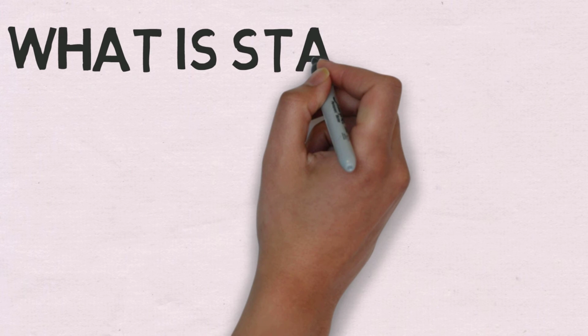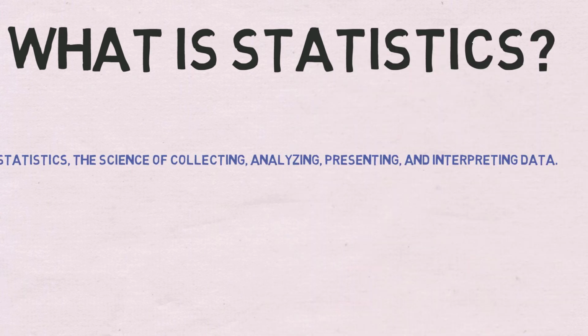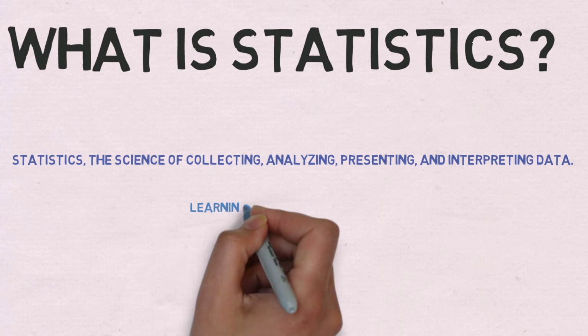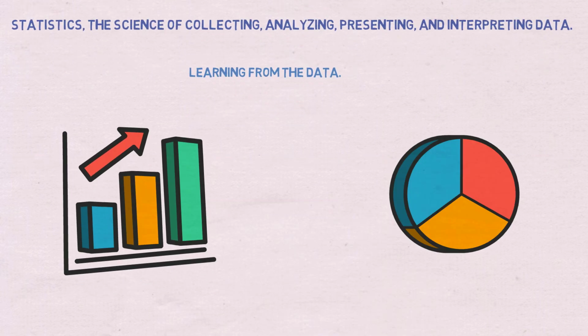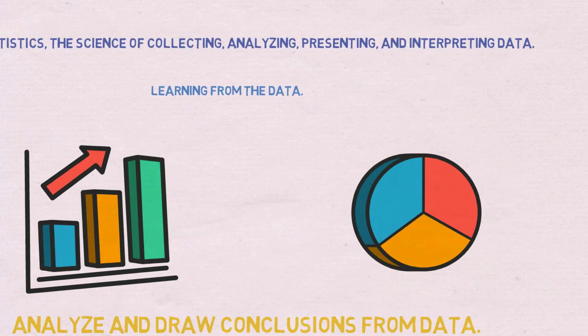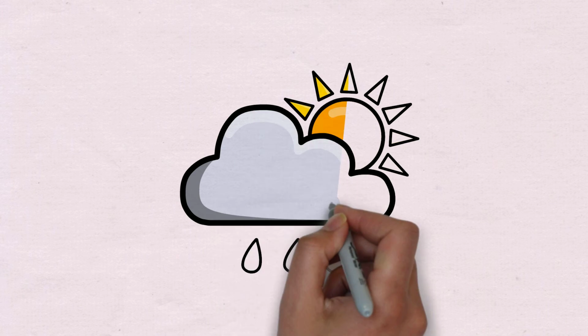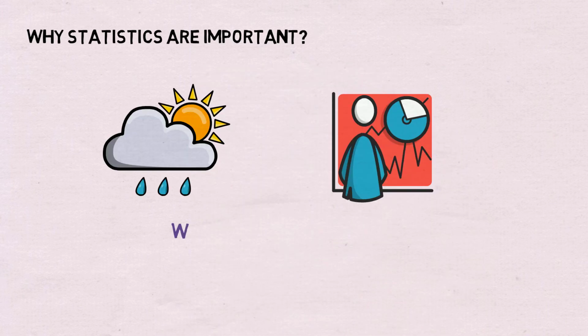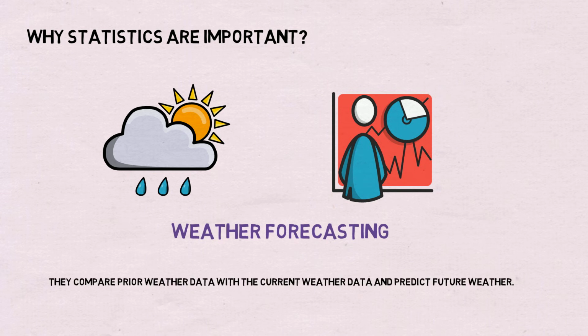Firstly, what is statistics? The general definition is the science of collecting, analyzing, presenting, and interpreting data. In a simple way, it is learning, analyzing, and drawing conclusions from the data. Why is statistics important? Let's take a real life example. In weather forecasting, they compare the prior weather data with the current weather data and predict the future weather.